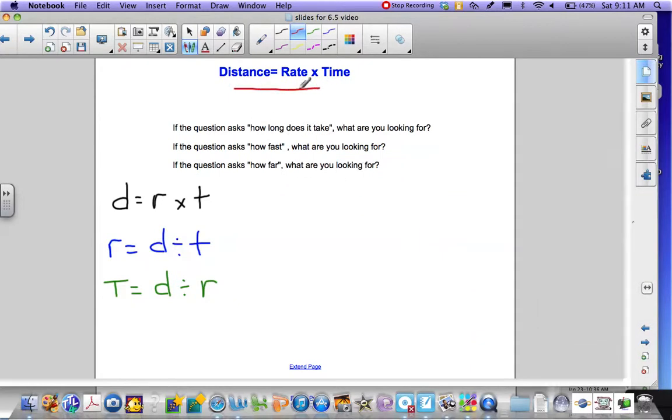Okay, a couple things. Distance equals rate times the time. If the question asks how long does it take, you're looking for the time. If the question asks how fast, you're looking for the speed or the rate. How far is the distance? So the distance is equal to the rate times the time. But if you're looking for either the rate or the time, for rate, you can divide the distance by the time, or if you're looking for the time, you can divide the distance by the rate. So this one's easy to remember, and in either one of the other two formulas, remember you're dividing the distance by your other variable. So distance equals rate times time. Always be sure your answer makes sense, and if you're confused, watch the video again.